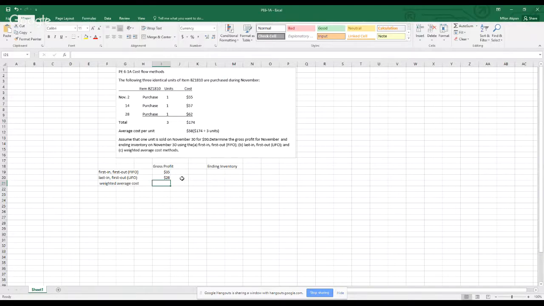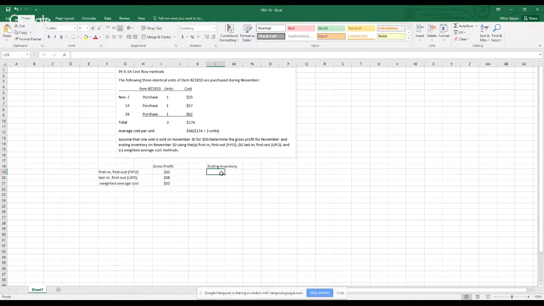For the next one, really same thing. The sales price is $90. So that's not changing. We're selling this item for $90. Now, it tells us here the average cost per unit is $58. So we're using the weighted average cost method. So we've got the sales price minus the average cost per unit, which is $58. That gives us a gross profit of $32. So this is our gross profit using all 3 of these methods.